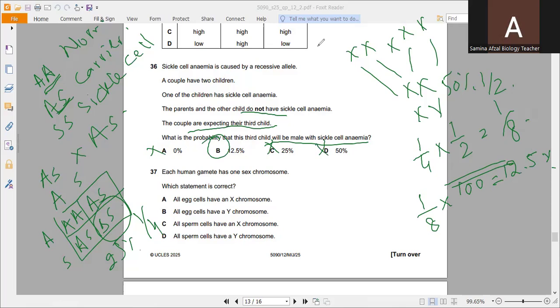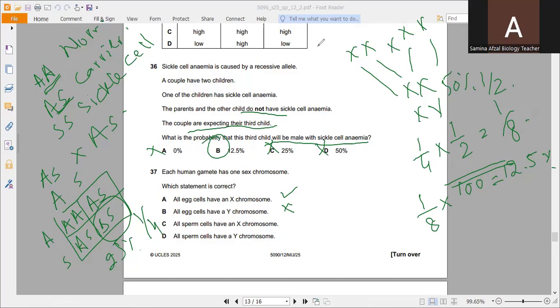Well, the question number 37 is, each human gamete has one sex chromosome. Which statement is correct? All egg cells have an X chromosome. Yes. All egg cells have Y chromosomes. Y chromosome is present in the sperms. All sperm cells have an X chromosome. All sperm cells have a Y chromosome.